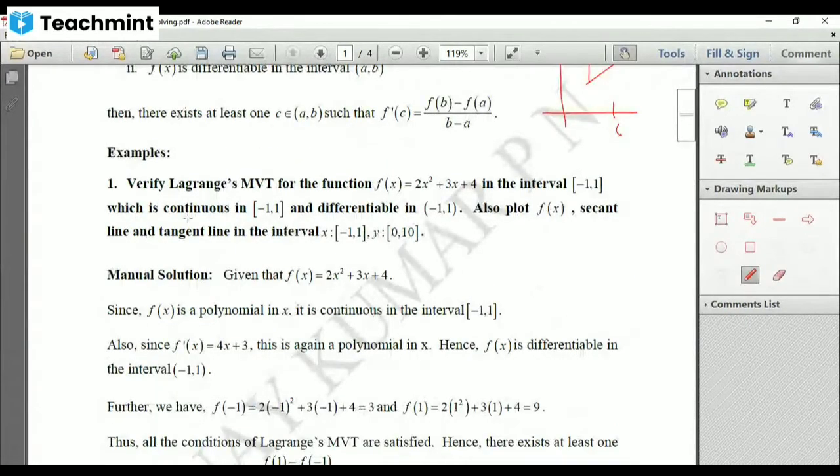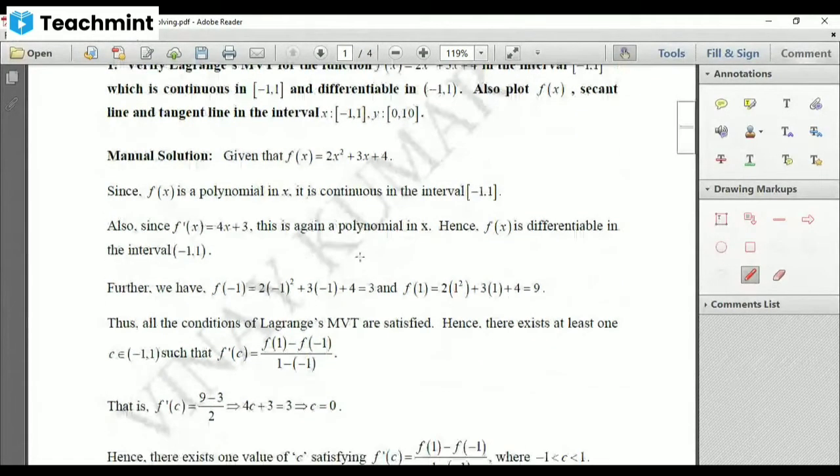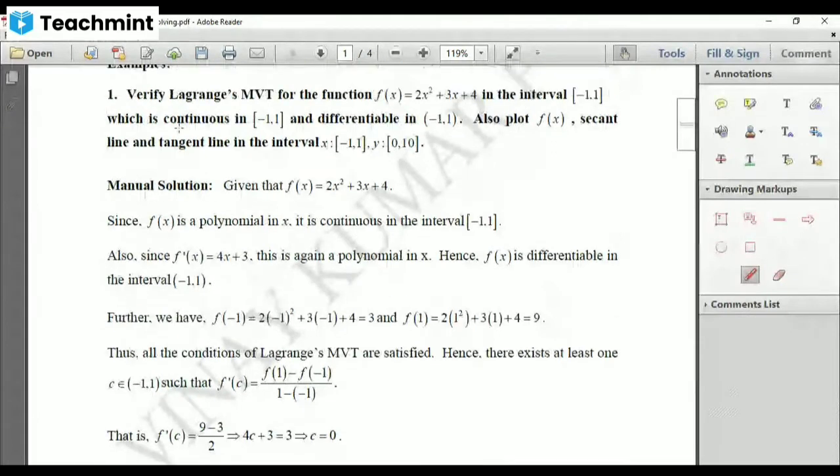Now, how to write the Maxima program? Before that, let us solve this one manually and find out the value of c, if it exists. Then we'll write the Maxima program. What is given: verify Lagrange's mean value theorem for the function f of x equal to 2x square plus 3x plus 4 in the closed interval minus 1 comma 1, which is continuous in the closed interval minus 1 comma 1 and differentiable in the open interval minus 1 comma 1. Also plot f of x, secant line and tangent line in this interval.